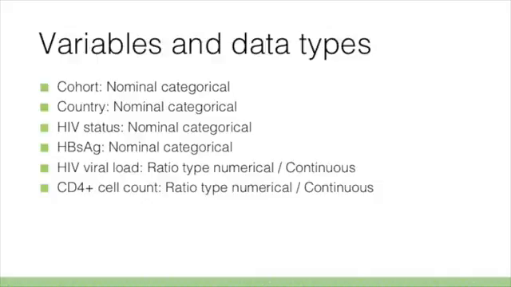CD4 count, that is a type of immune cell that is affected by HIV in human blood, and again, it has an absolute 0 value for sure, and therefore has to be seen as a ratio type numerical data. But the sheer number of cells that you can count in each individual really means that this is also a continuous data type and not a discrete data type.